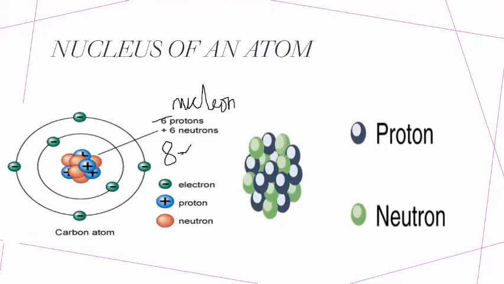So in the example we have seen, if there are 6 protons and 6 neutrons, if you add them, it is 12. So there we usually say there are 12 nucleons in an atom. When they mean nucleons, you should just understand that it is the addition of protons and neutrons, which is called nucleons.